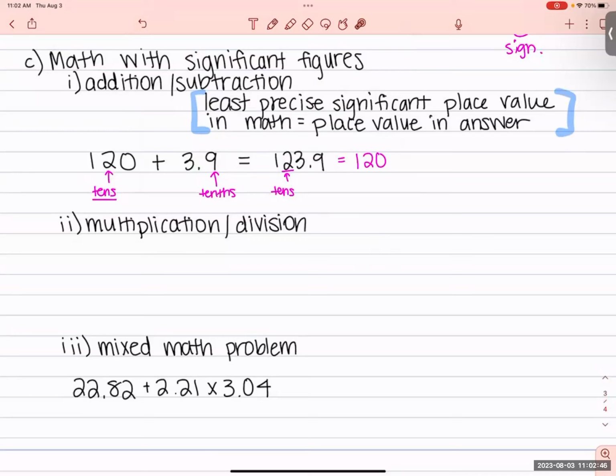More precise place value means farther to the right. So tenths place is more precise than ones place. Ones place is more precise than tens place. The best way to look at this is to line it up by decimal place. So make sure that all your decimal places are lined up. So meaning everything that's in the ones place on top of each other, everything that's in the tens place on top of each other, etc.